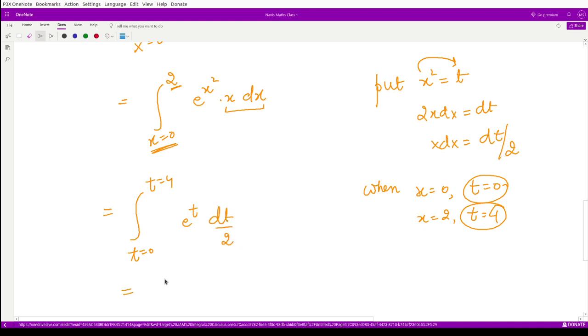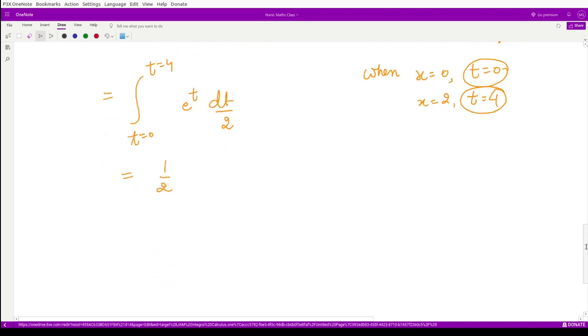So our integral and the calculation becomes so easy. We can now perform its integration. I can take this 1 by 2 outside. So I have t varying from 0 to 4, e to the power t dt. And you know what is the integration of e to the power t? It is e to the power t itself. So we'll just substitute the limits for t varying from 0 to 4. So it would be 1 by 2, e to the power 4 minus e to the power 0, that is equal to 1.